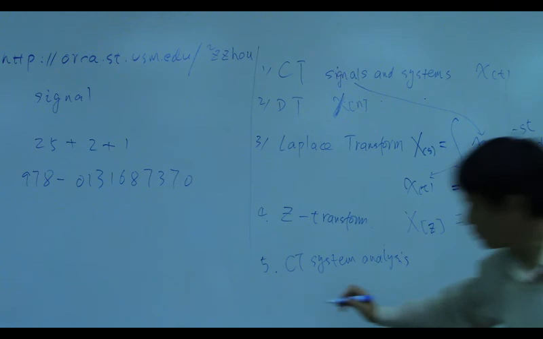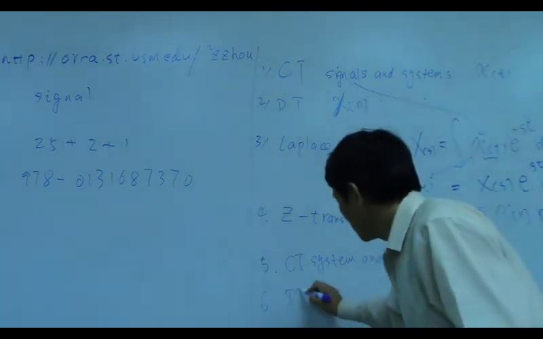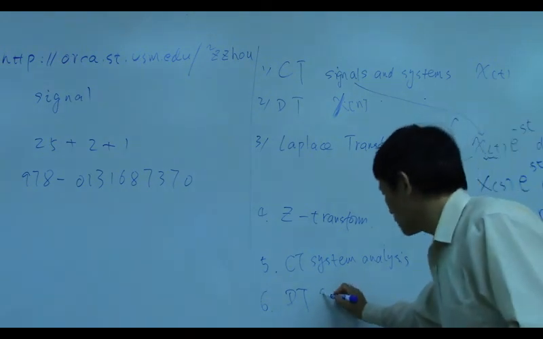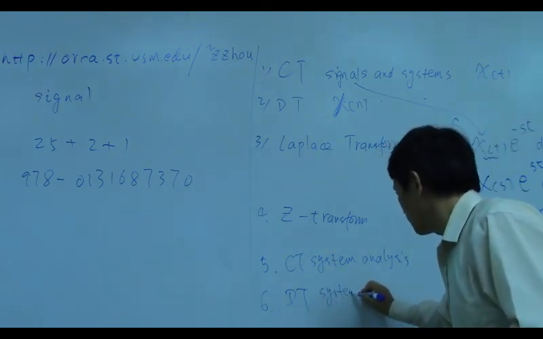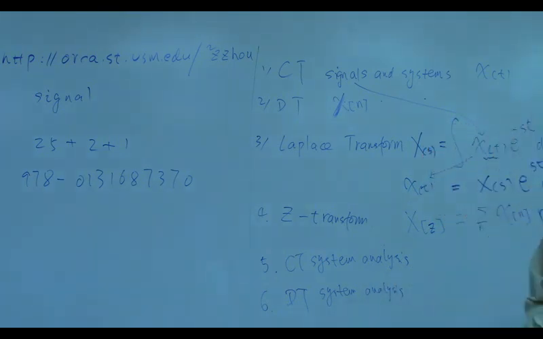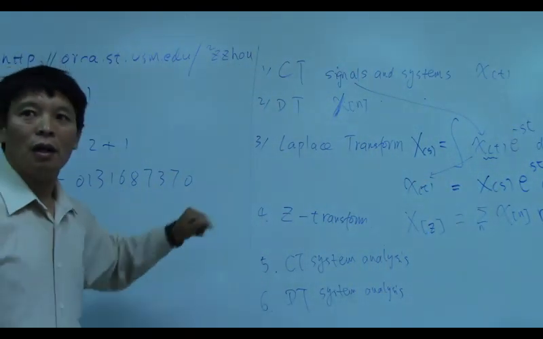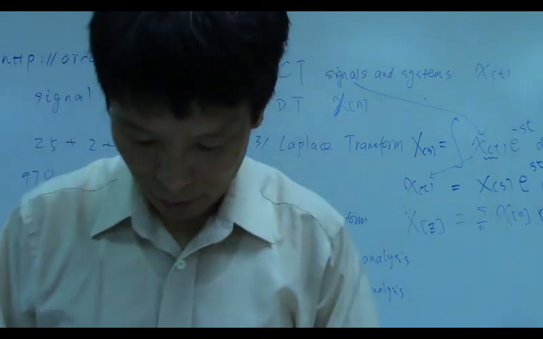Okay? Then chapter 6 is very similar. Right? So discrete time system analysis. Right? It's very similar to this one. So we have a discrete time system, we have discrete signal, and we use the Z transform and the inverse Z transform, we analyze that. So basically, these are the 6 major topics we are going to discuss in this class.